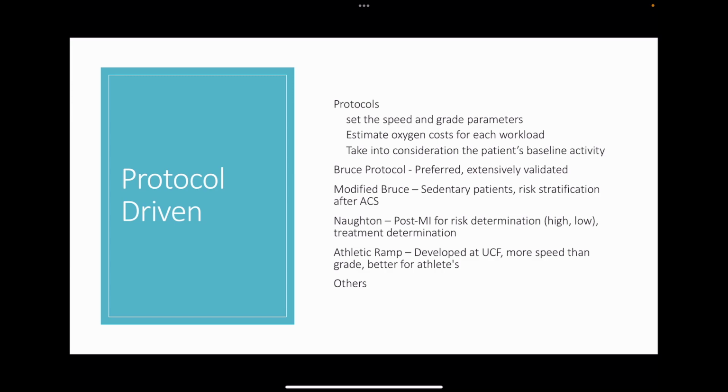Protocols: everything has to be based off of a protocol. You can't just do a stress test and be like, I want to do this speed and grade and see what happens. No, you have to follow the protocols. There are different ones: Bruce, modified Bruce, Athletic RAM, Naughton. Basically, the job is this: we want to get your heart rate up in a constant way. So every 3 minutes, the speed and the grade get faster and steeper, and you keep going until your heart rate hits the magic number, and then we stop.